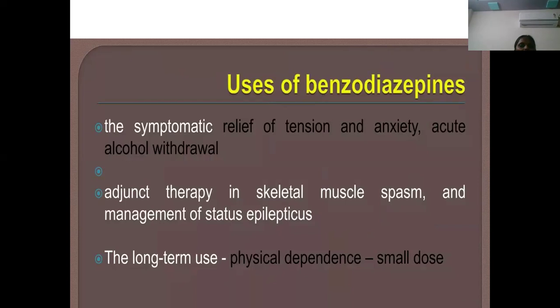Next, coming to the uses of benzodiazepines. Benzodiazepines are used for the symptomatic relief of tension and anxiety and acute alcohol withdrawal. These are the uses. Next, adjunct therapy in skeletal muscle spasm and management of status epilepticus. With long-term use, physical dependence can occur, even with a small dose.